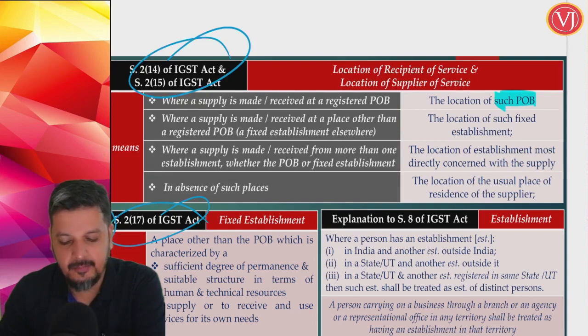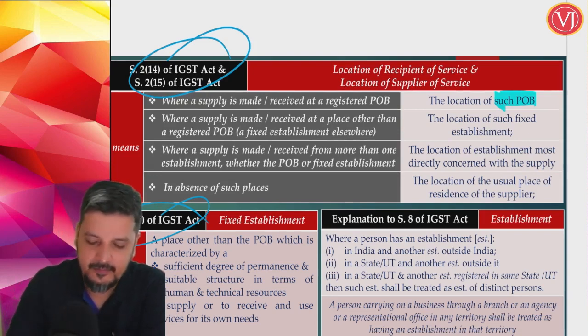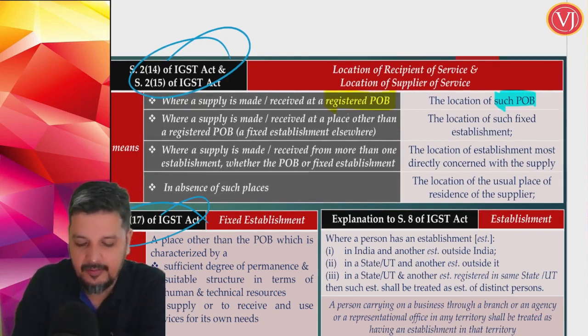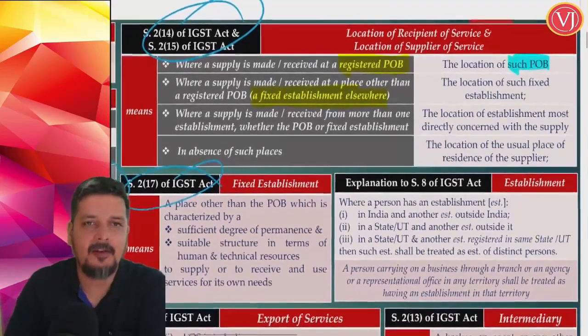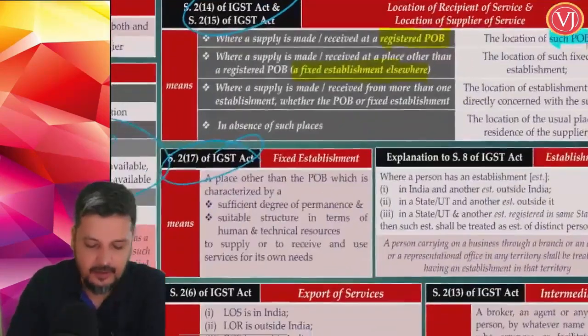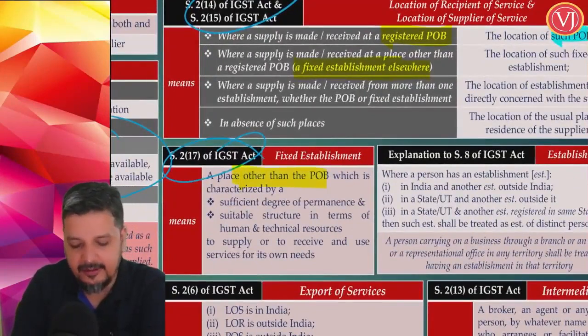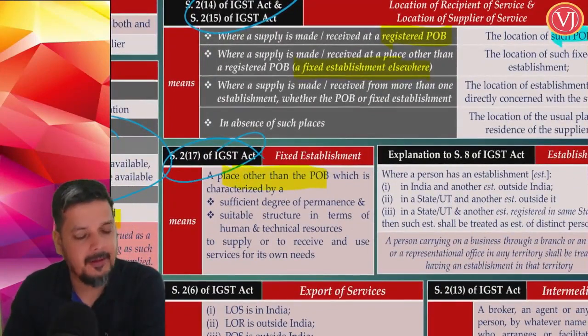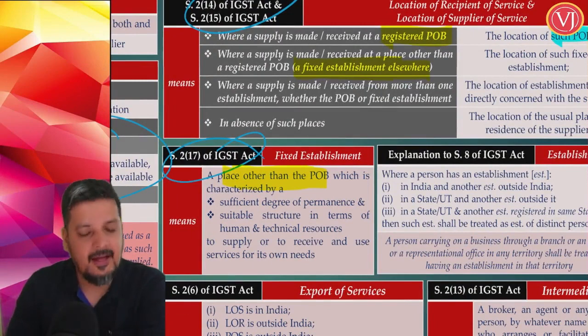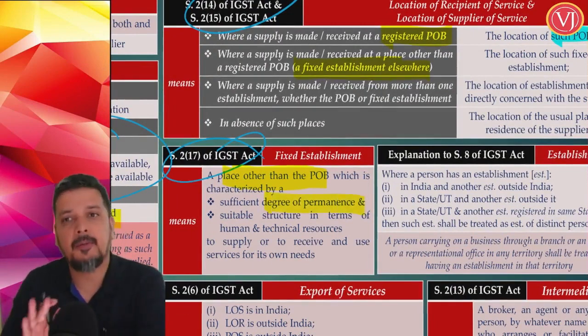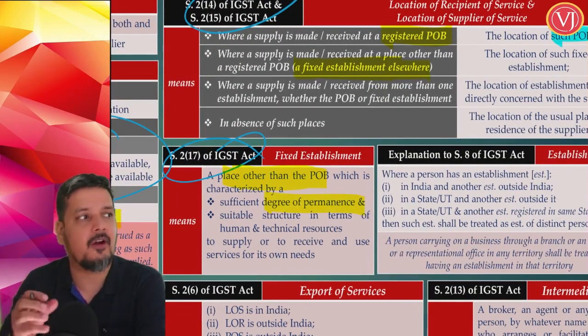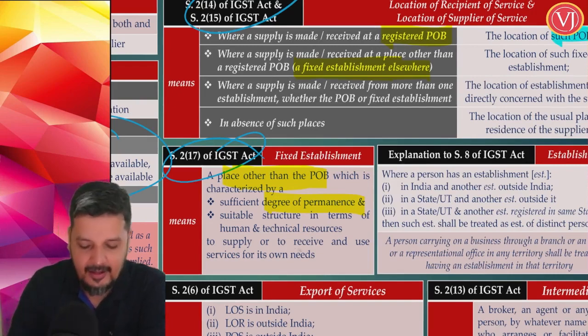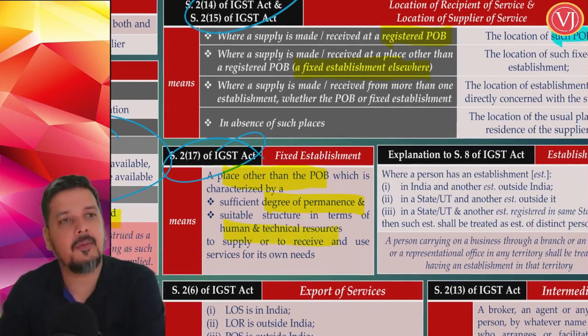Where it is made from another place, which is a fixed establishment. What do you mean by fixed establishment? It is nothing but a branch. It is a place other than the principal place of business, where there is sufficient degree of permanence, which means it is permanently there. It is not for temporary purposes, and there are sufficient human and technical resources.